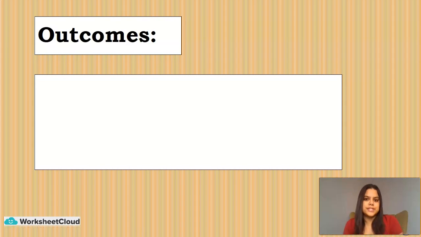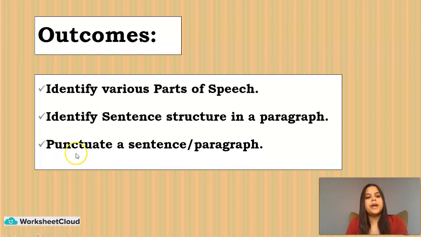So the outcomes of this lesson. I want you to be able to identify the various parts of speech, identify sentence structure in a paragraph, and to be able to punctuate a sentence or a paragraph. So that is the three things we're going to focus on in this lesson.